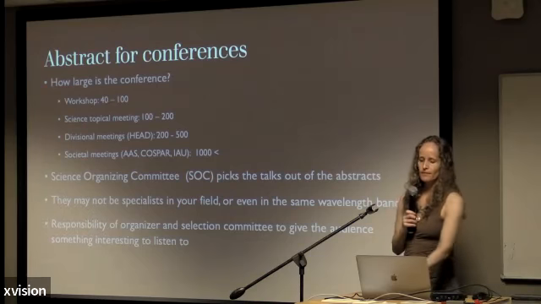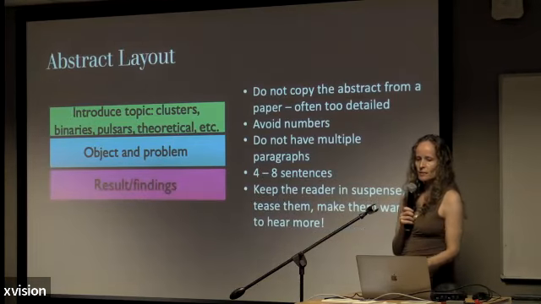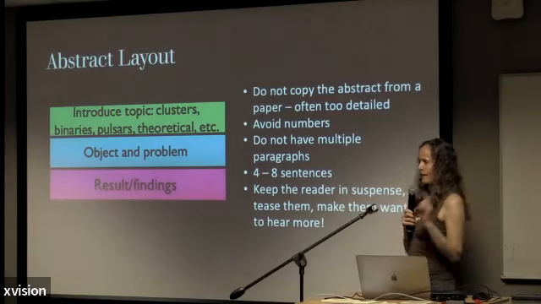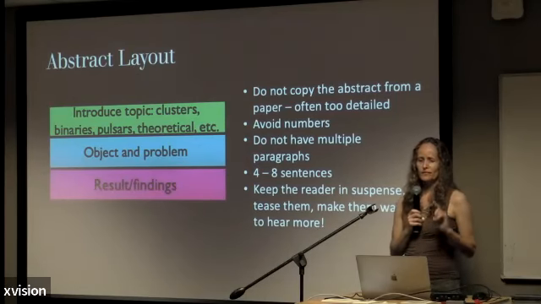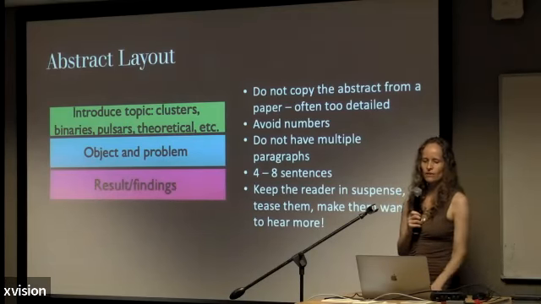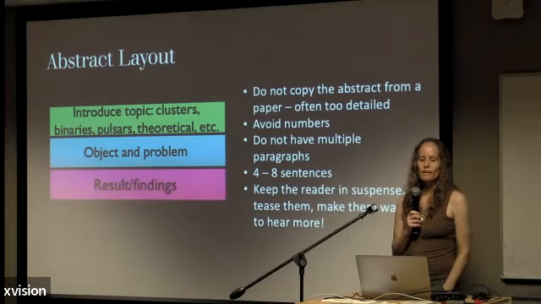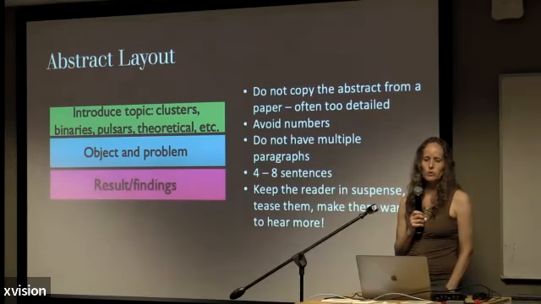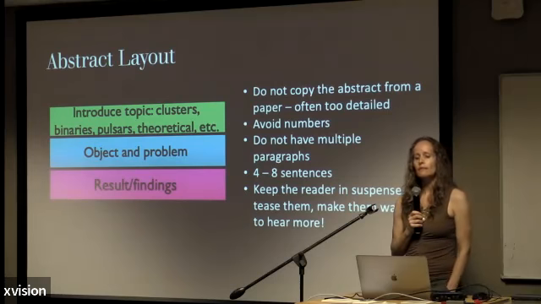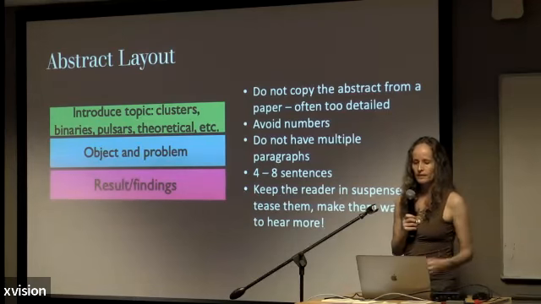So your abstract layout has to be short, 5 to 8 sentences. One paragraph, don't do multiple paragraphs. If you've done that, it's too long. You're not going to capture everything in there or remember it. So you basically have 1 to 2 sentences to introduce your topic, 2 sentences or so to talk about the objective and the problem, and then 1 to 2 to say what the resulting findings are that you want to give.